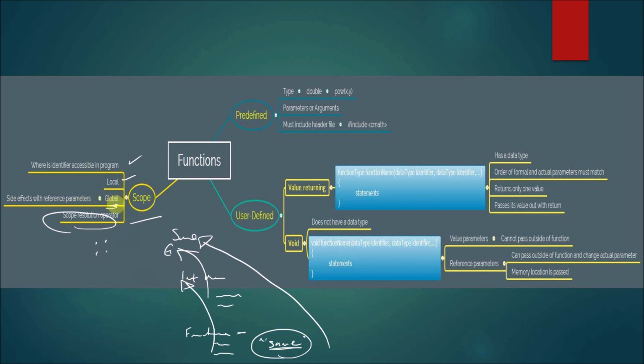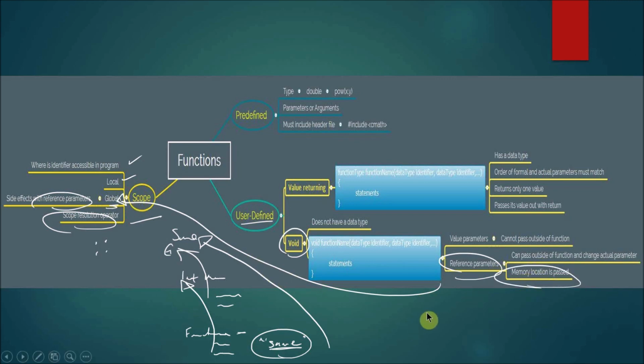You do need to be careful when you're using reference parameters, user-defined reference parameters using void functions, in regards to global variables. Because if you recall, the memory location is passed. Your reference parameter receives the memory location of the actual parameter. So therefore, they now share the same memory location.